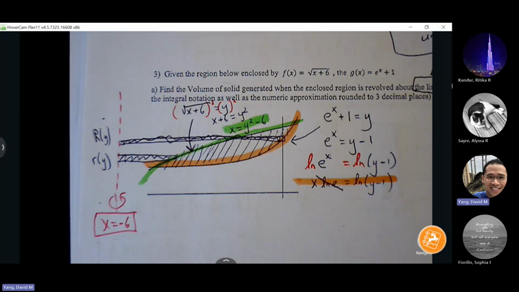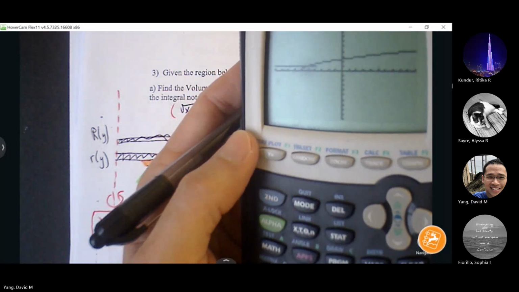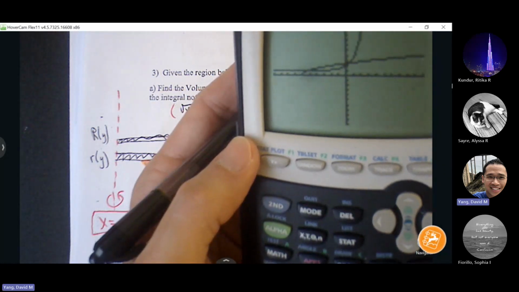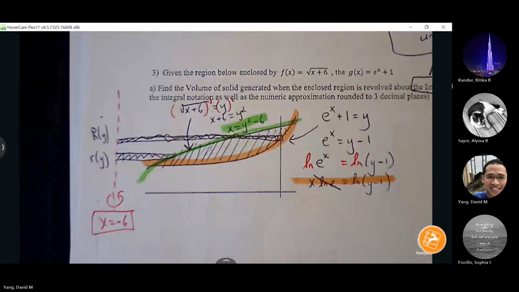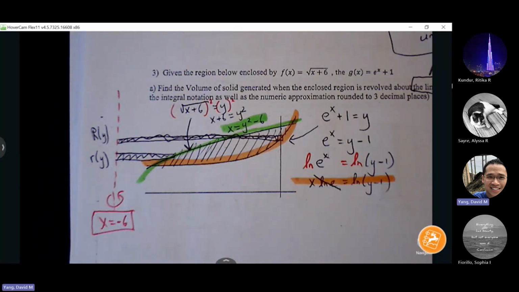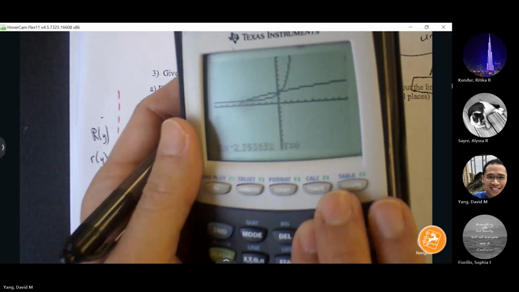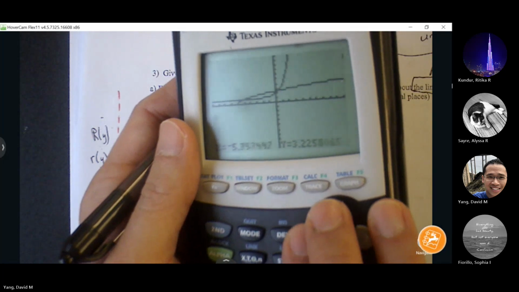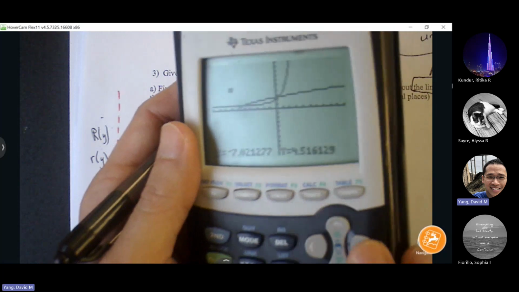Okay, I'll do zoom 6. I'm going to do zoom box in that region there. Makes it easier for me to do intersection. Zoom 1. Upper corner, hit enter.